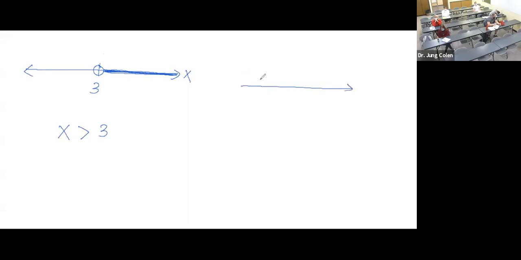Make sense? What if I have a value like this? Negative 2. What inequality am I talking about here? If this is y, my y is... Exactly, it's on the left-hand side. It's going to be less than, but we are including negative 2 too. So less than or equal to negative 2, right?